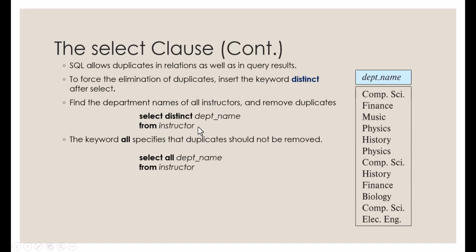By default, you will see duplicates. So actually, you could just select all, but you don't even need this all. Just by doing select department name, it's going to automatically show all the duplicates.